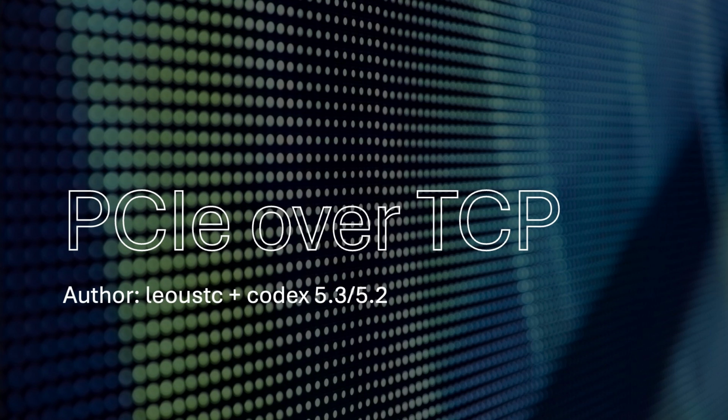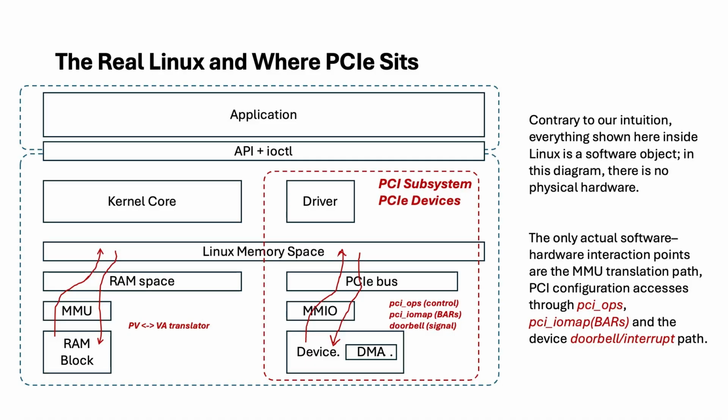It is a test of AI's ability to work in deep kernel space engineering, and also a test of the human-AI co-working model. AI for speed and implementation, human for architecture, judgment, and first principles control. In these two slides, I will show the core idea. First, how Linux actually models PCIe internally, and then how that understanding leads to a virtual host bridge design for PCIe over TCP.